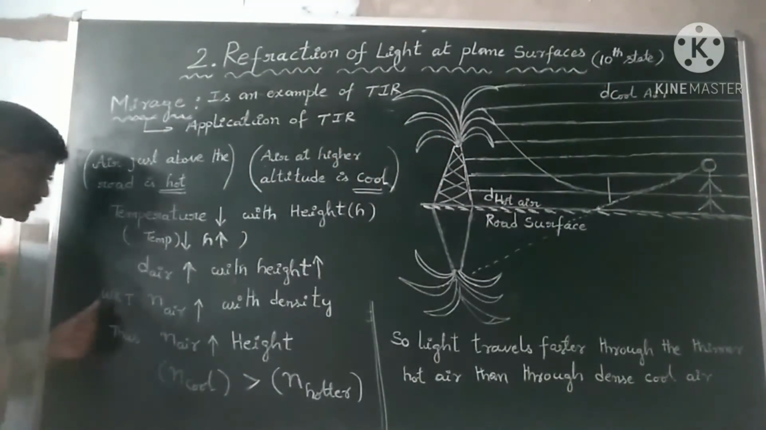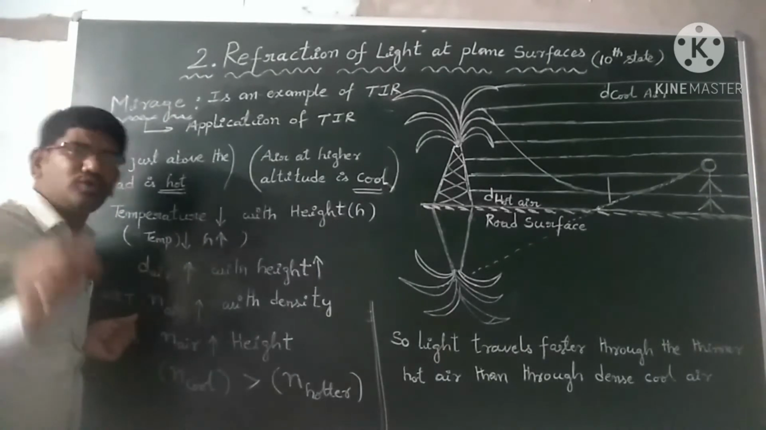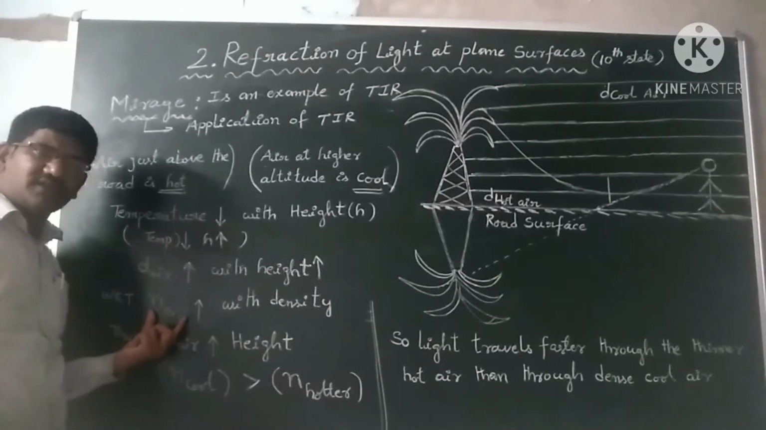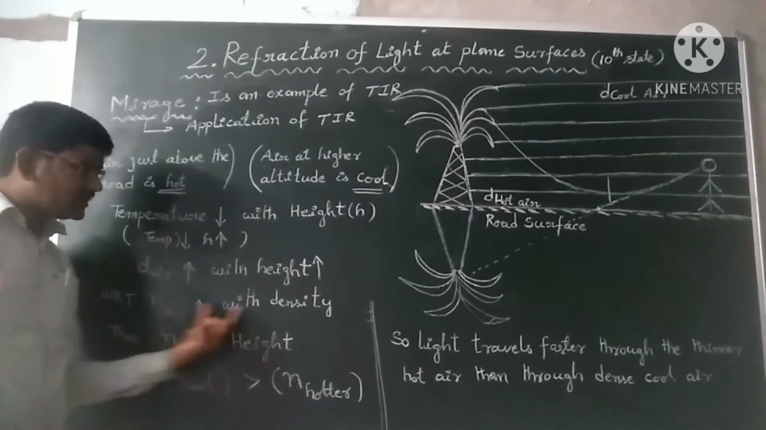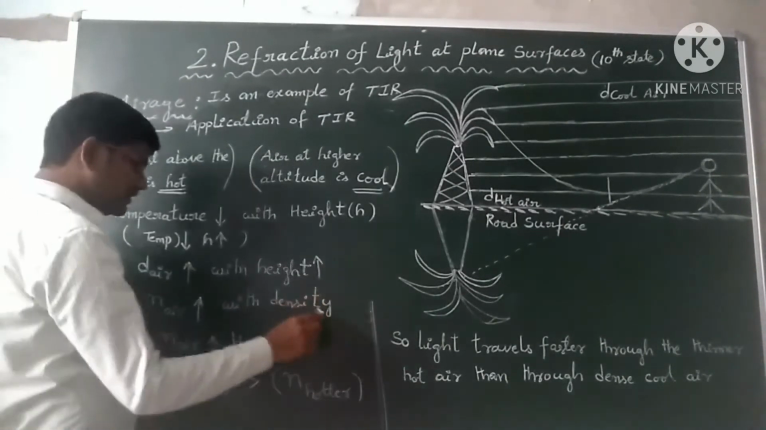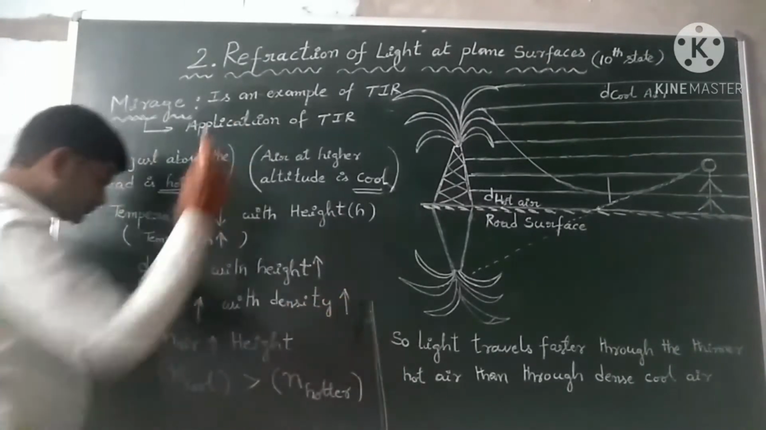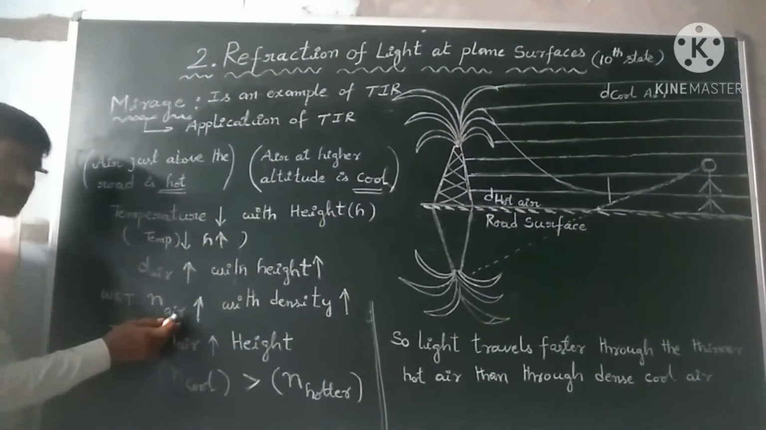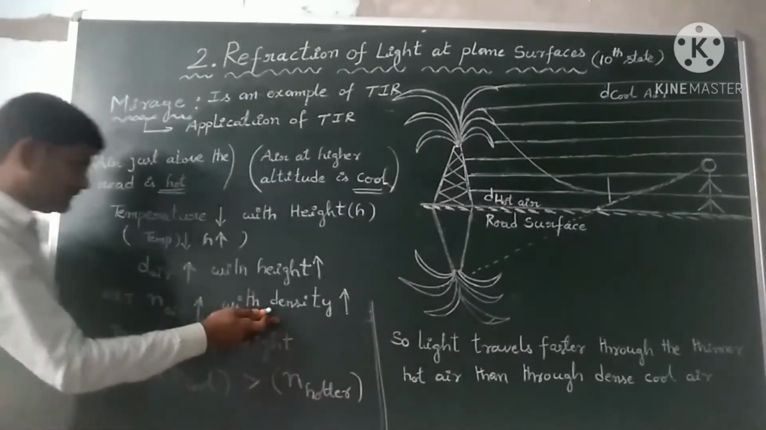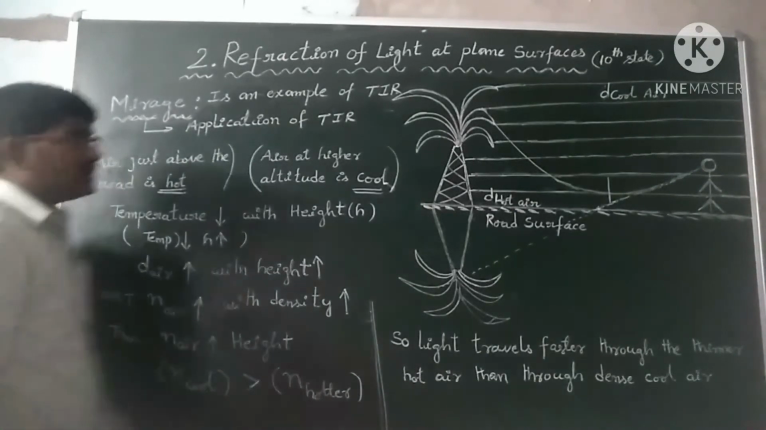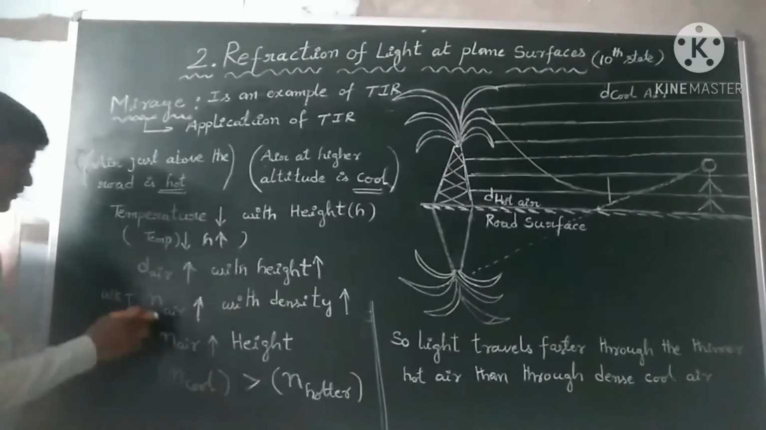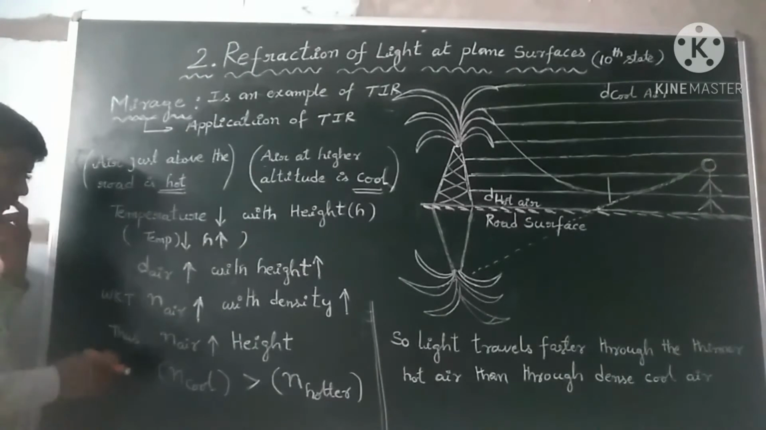And we also know that refractive index of the air increases with density. So refractive index of the air increases with density also, we can say that. And this cool air has more density, we are saying.